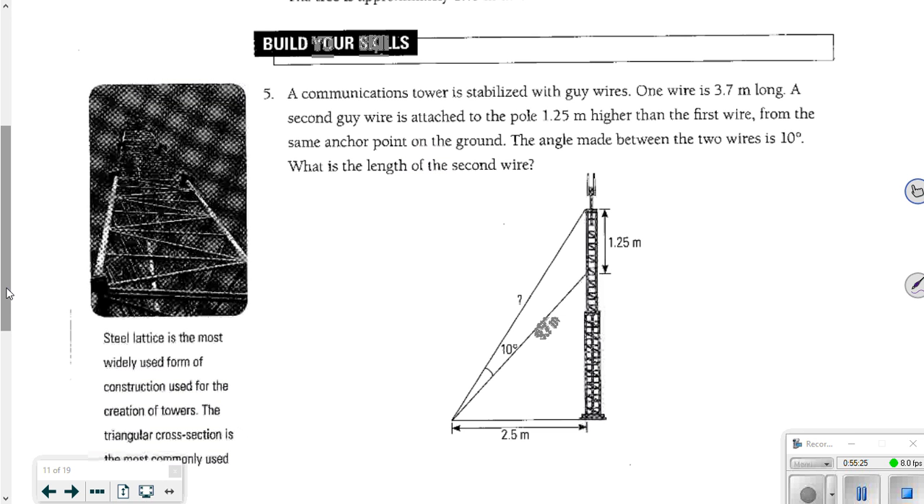Okay, this question is very, very similar. It says a communications tower is stabilized with guy wires. One wire is 3.7 meters long. A second guy wire is attached to the pole 1.25 meters higher than the first wire from the same anchor point on the ground. The angle made between the 2 wires is 10 degrees. What's the length of the second wire?